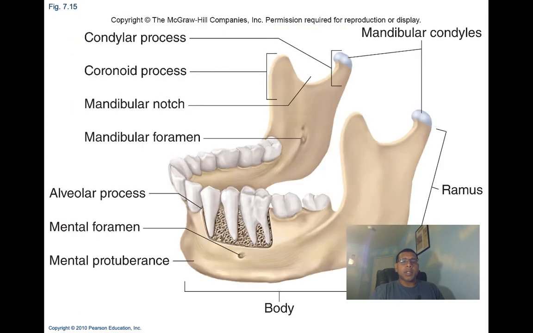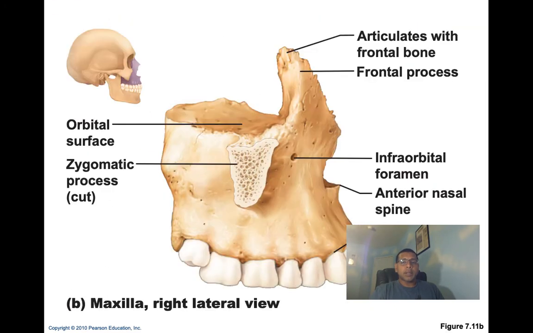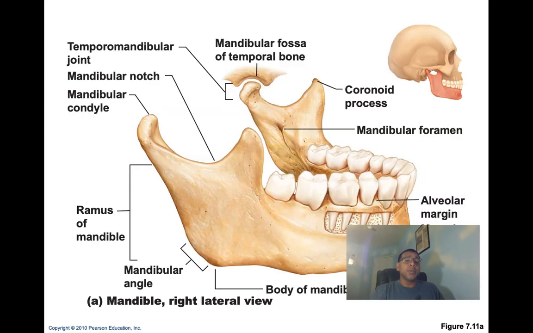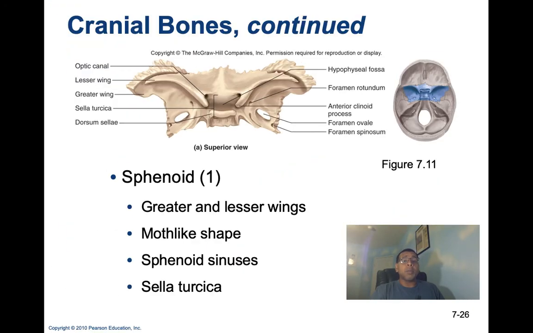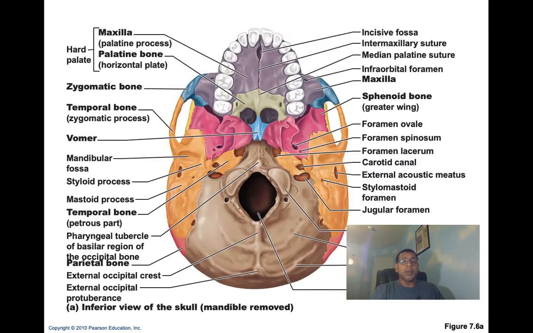Let's see, we have a picture of the maxillae. So here you could see that spine. This is one maxilla. Next then we have the palatine process. The palatine process forms the anterior 2/3 of the hard palate. So here we can see the palatine process of the maxilla. It forms the anterior 2/3 of the hard palate.